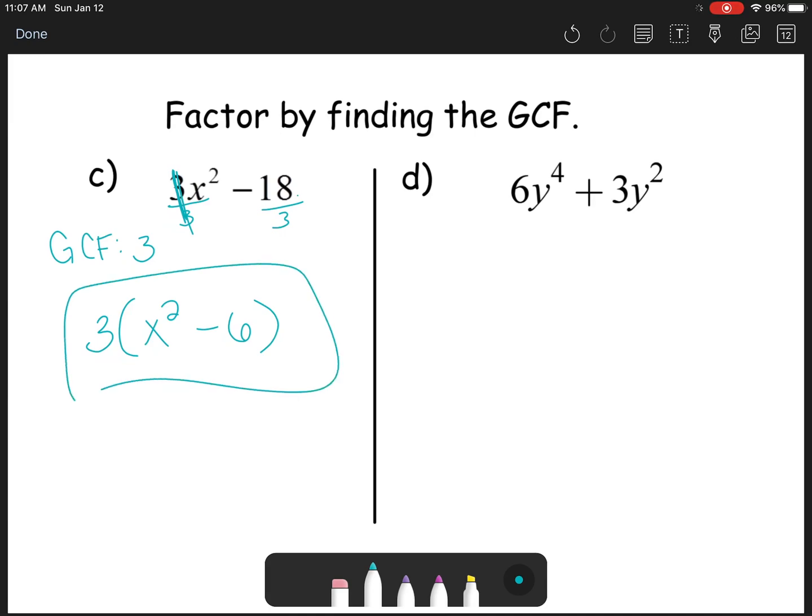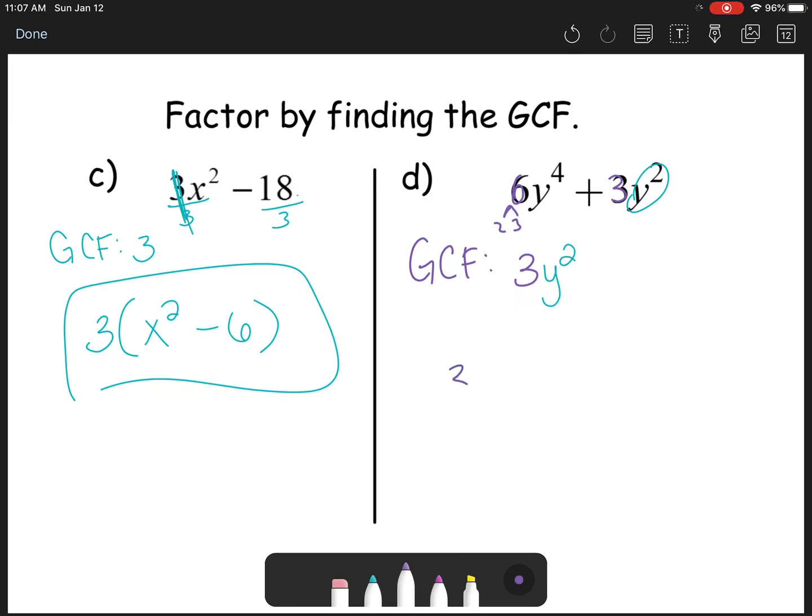Now letter D, we have 6y to the 4th plus 3y to the 2nd. Again, maybe I can do this in my head, right? I like to take it piece by piece, greatest common factor. Looking at just my 6 and my 3, well, I know that 6 is 2 times 3, so I know that I can factor a 3 out. Looking at just my y to the 4th and my y to the 2nd, well, y to the 2nd is the lower number, so I know I can take 2 y's out. And then here's what I'd have left.